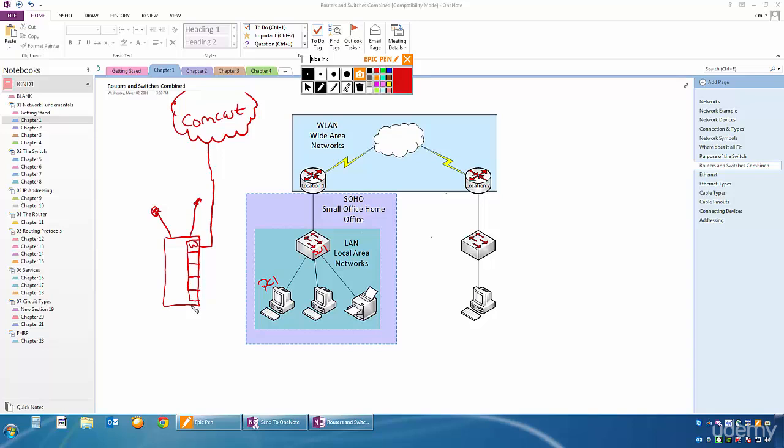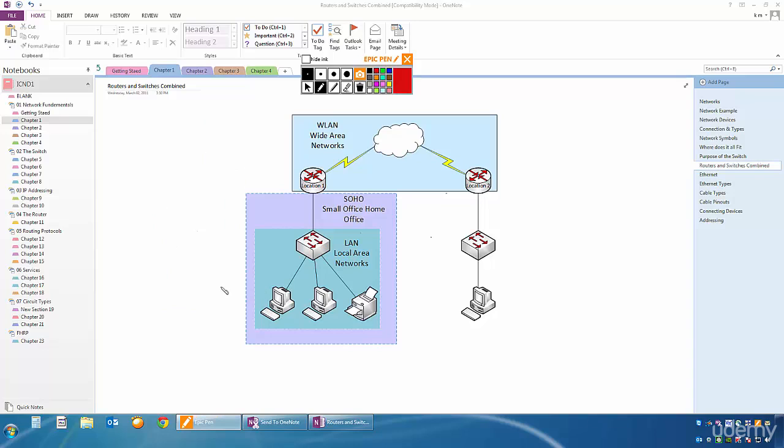Now, these extra 4 ports just give you the ability to plug things in. But most of you guys will use the wireless section of it. These are your switch ports. And the box is the router itself. So it's a router/switch. Okay?